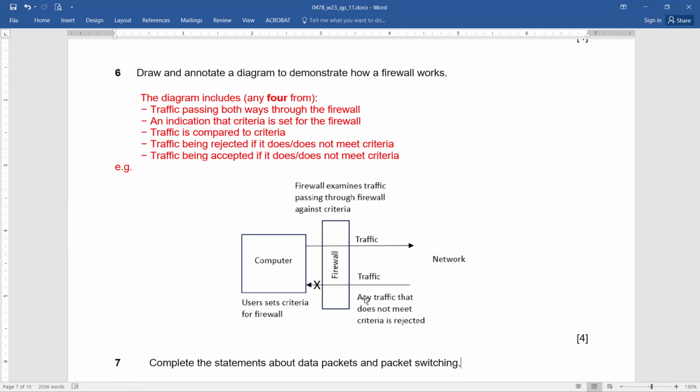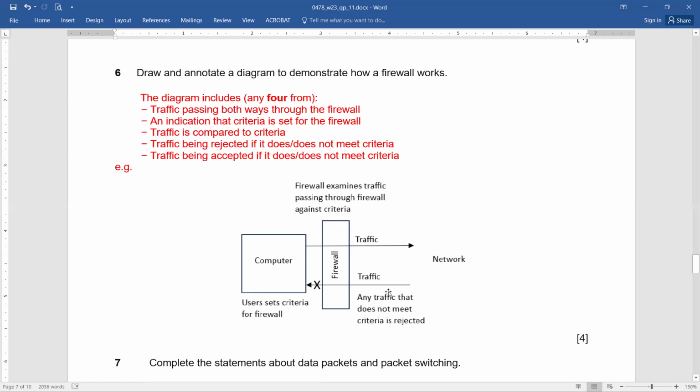Question number 6. Draw and annotate a diagram to demonstrate how a firewall works. It's also a 4-mark question. See what they are expecting you to have in your diagram. Traffic passing both ways through the firewall, because definitely it's a full duplex communication. An indication that criteria are set for the firewall. Traffic is compared to the criteria. Traffic being rejected if it does not meet the criteria, or traffic being accepted if it meets the criteria.